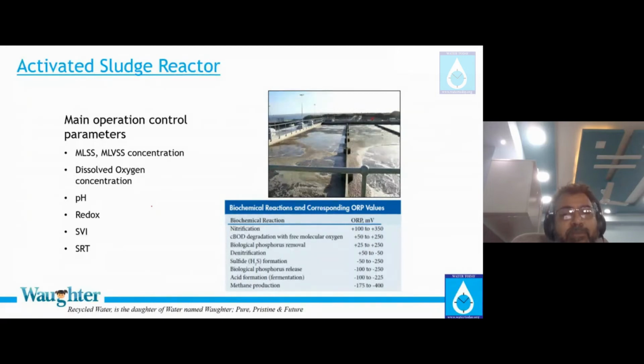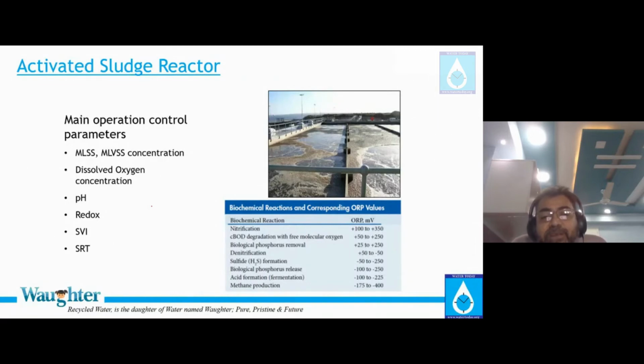Redox is also an important parameter. Redox is reduction oxidation potential. So what is the significance of measuring redox? Well, let's understand redox from a different table: biochemical reaction and corresponding ORP value, that is oxidation reduction potential value. For nitrification, typically the ORP value should be kept between plus 100 to plus 350.